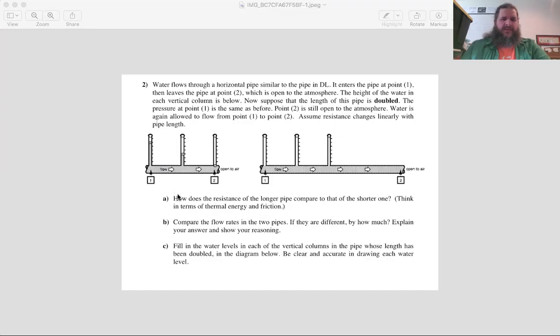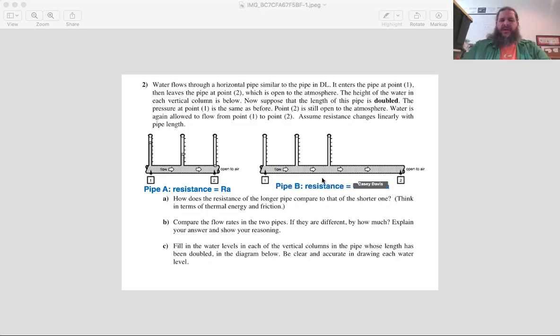Let's say pipe A has resistance R and pipe B has resistance 2R. And that resistance applies to the entire pipe, right? Actually, let me call this RA, and then RB equals 2 times RA.